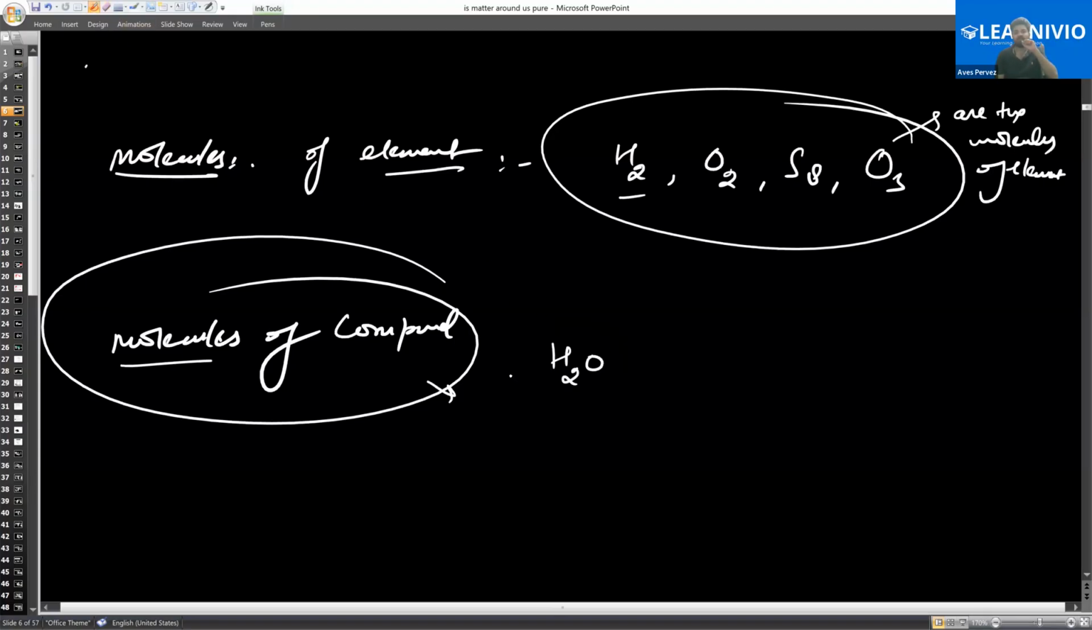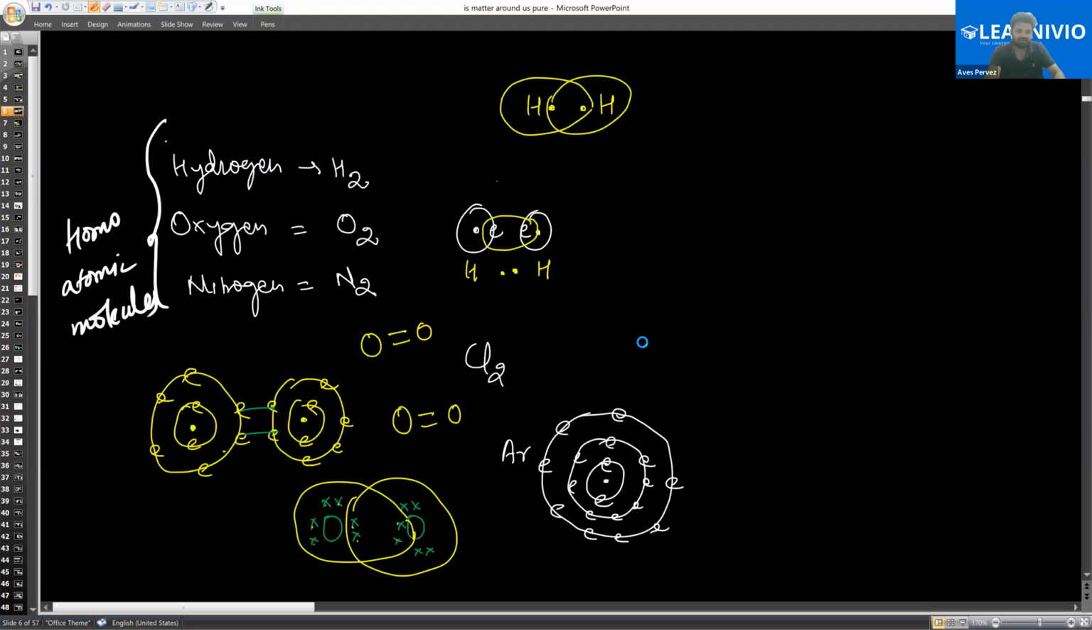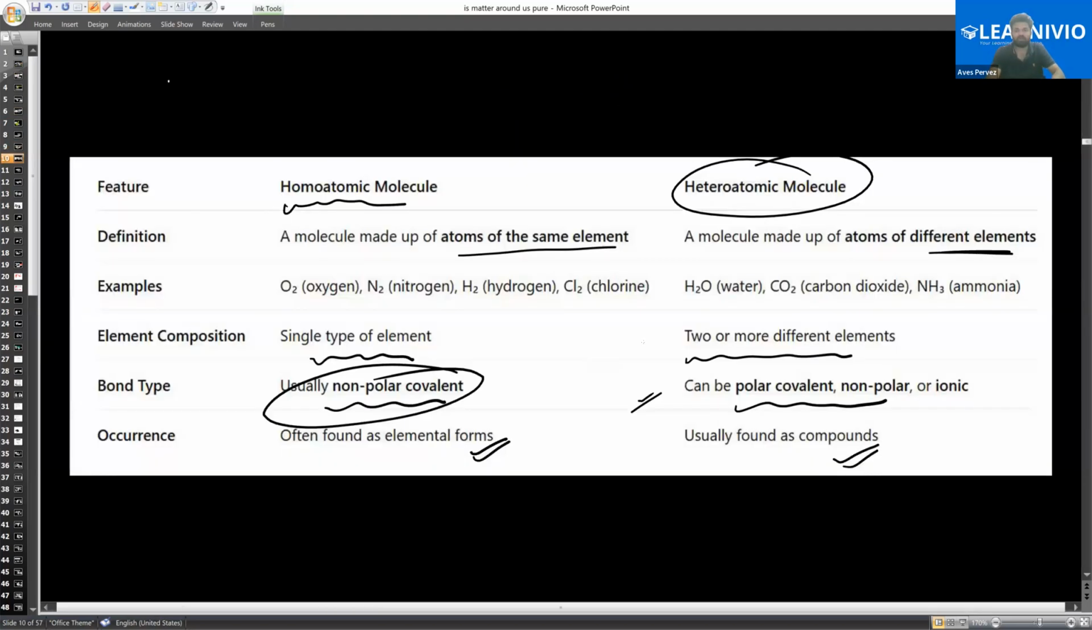So we'll simply say that water is a molecule of hydrogen and oxygen. Next one is like CO2, like NO2. These are the molecules, heteroatomic molecules. So please, everyone, write this down: what is the difference between a homoatomic molecule and a heteroatomic molecule? Please note it down.